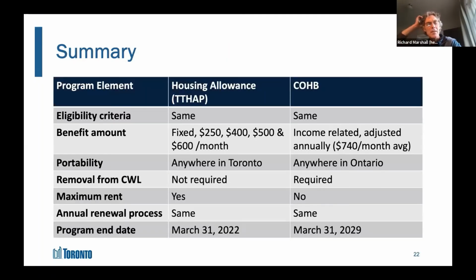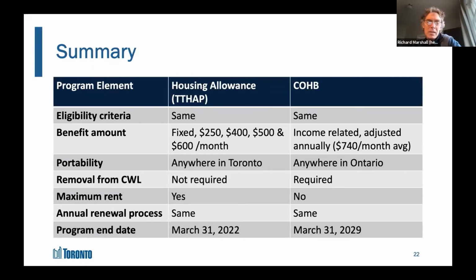Okay, so we're almost done. This is really just a summary, a bit of a comparison between the Housing Allowance, the Toronto Transitional Housing Allowance Program, and COB. So eligibility criteria, the basic eligibility criteria are really the same. I think Catherine spelled them out: status in Canada, not owning a house suitable for year-round occupation, and not receiving RGI. The benefit amount, a housing allowance is a fixed amount, and there's a few different levels, whereas COB is income related, which is adjusted annually.